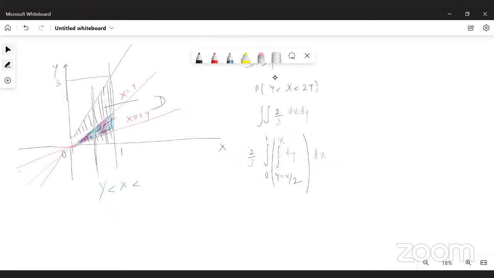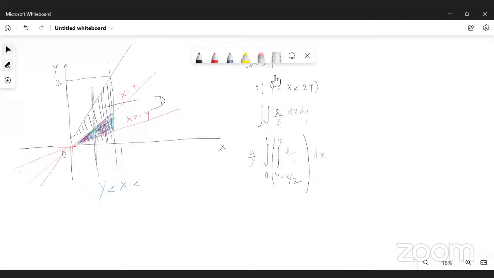Because you should take all the values from 0 to 1. That's the range of x. So this is when we have to integrate first with respect to y.